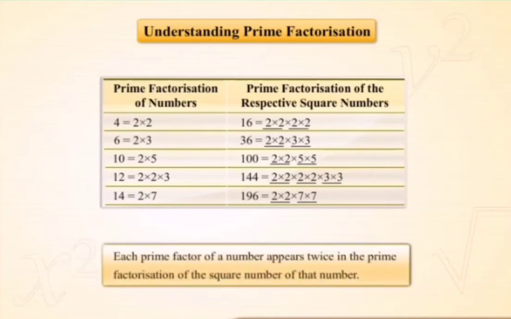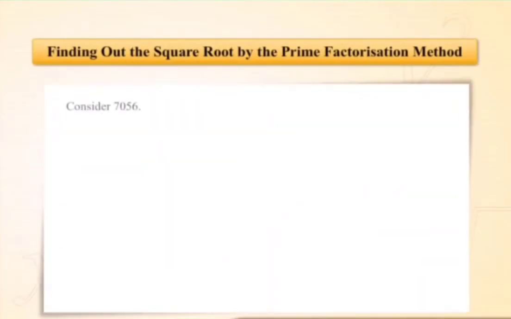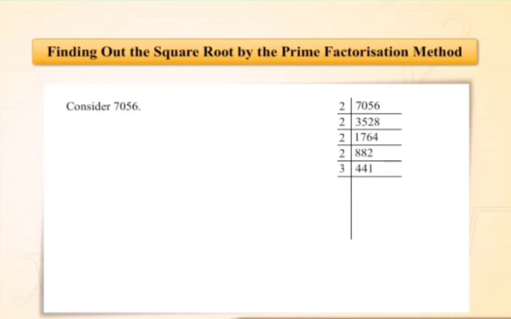Therefore, we can conclude that each prime factor of a number appears twice in the prime factorization of the square number of that number. Let's use the prime factorization method to find the square root of 7056. The prime factorization of 7056 is shown below. Therefore, you write 7056 as a product of these factors.